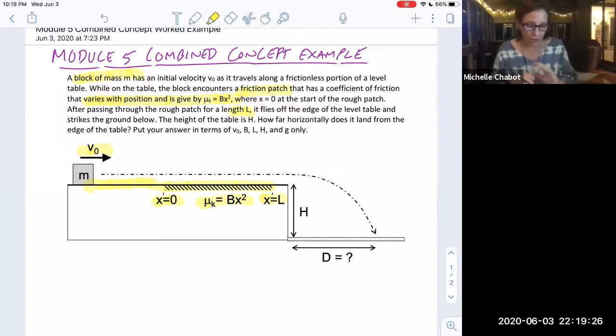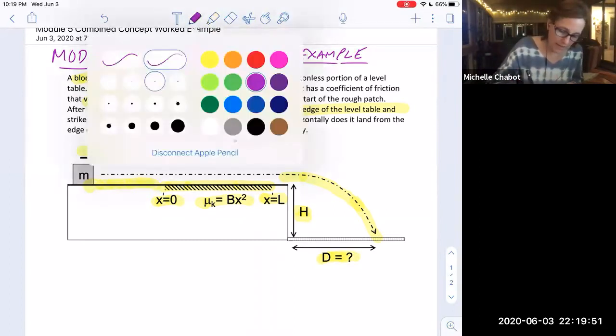So after going through the rough patch, it's going to slow down a little bit, but it keeps going. So it just slows down some amount. It's going to keep going, and then it flies off the edge of the level table and then strikes the ground below. So it's a horizontal two-dimensional launch. We're given the height of the table h, and we're asked how far horizontally does it land from the edge of the table. So I identify this as a two-step problem.